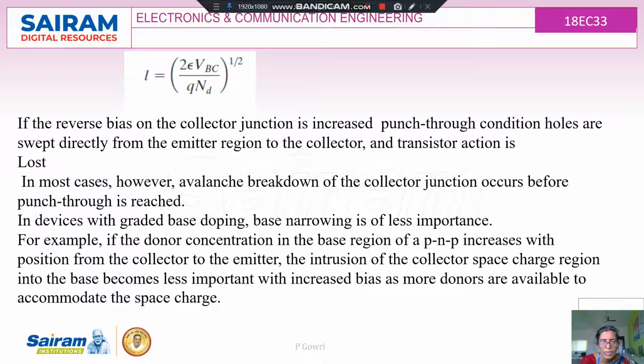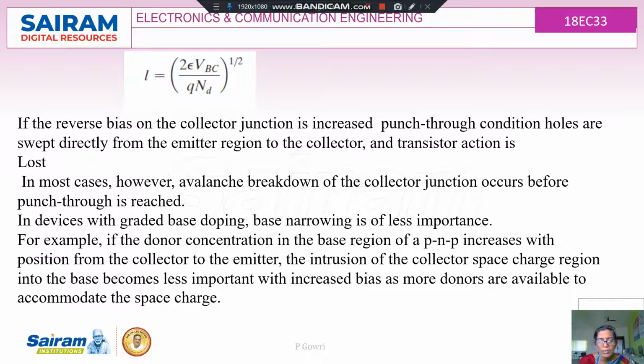So if the reverse bias of the collector junction is increased, the punch through condition occurs. Punch through is the phenomenon at which the base region width becomes almost zero. That is, my depletion region extends and touches the emitter region, and hence the holes present will move directly towards the collector region, and the device loses its transistor operation. So this condition is called punch through.